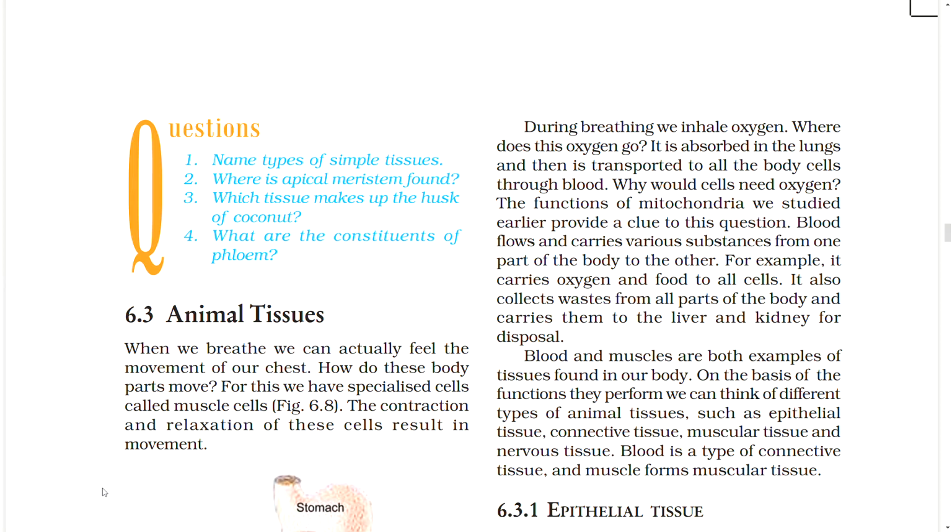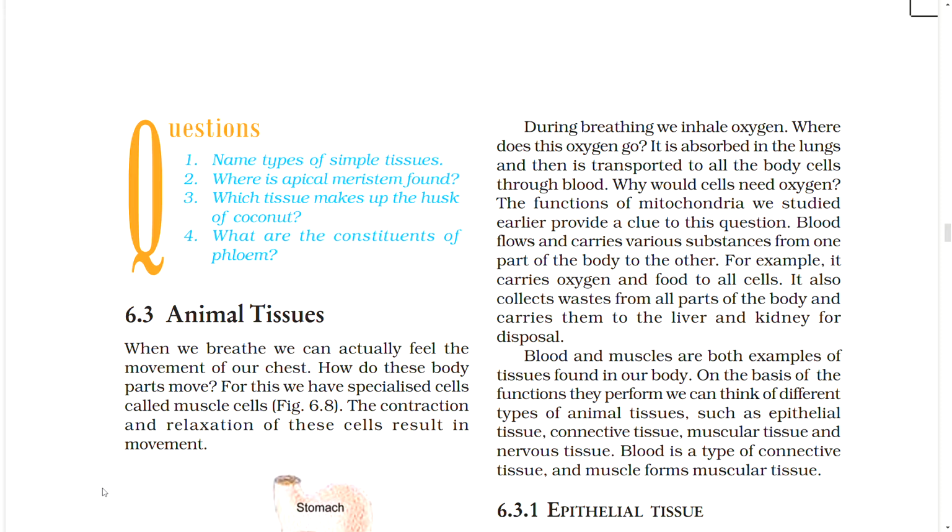During breathing, we inhale oxygen. Where does this oxygen go? It is absorbed in the lungs and then is transported to all the body cells through blood. Why would cells need oxygen? The functions of mitochondria we studied earlier provide a clue to this question. Blood flows and carries various substances from one part of the body to the other. For example, it carries oxygen and food to all cells. It also collects wastes from all parts of the body and carries them to the liver and kidney for disposal.